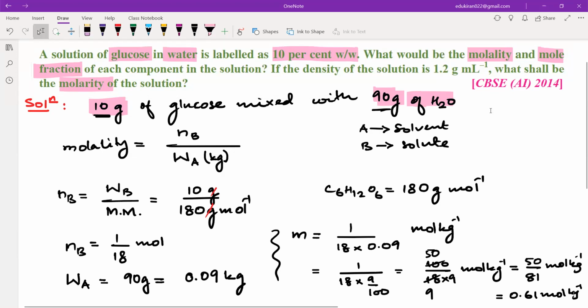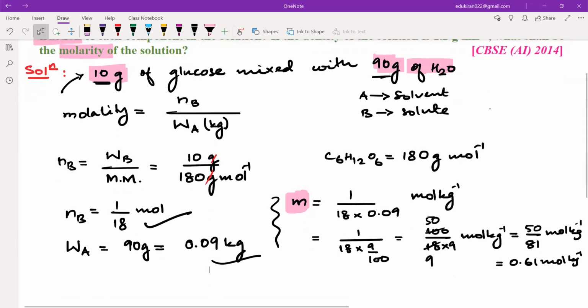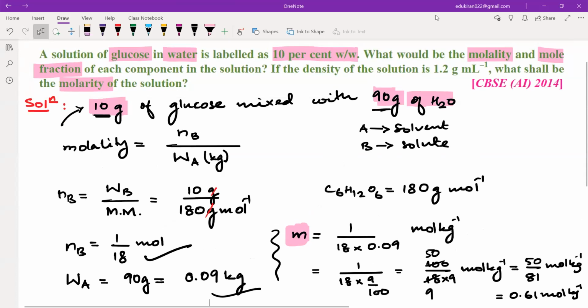Okay, so this is the first thing that we have calculated, that is molality. All of you understood how to calculate? First thing is you have to translate 10%. In that you will get the mass of solvent and mass of solute. From mass of solute, you will calculate the number of moles. Then you convert the mass of solvent in terms of kg, and then you divide that, you will get the molality. Next is mole fraction, right?